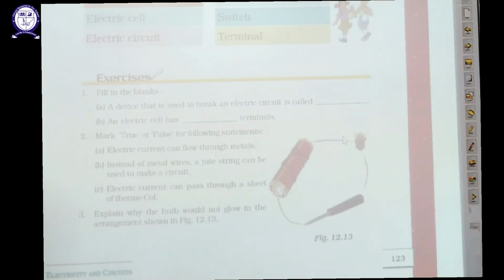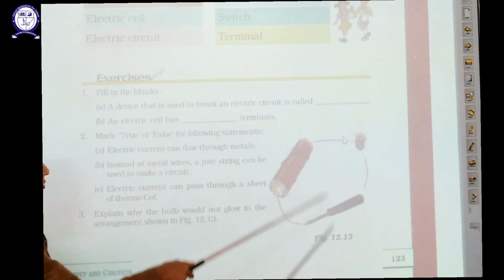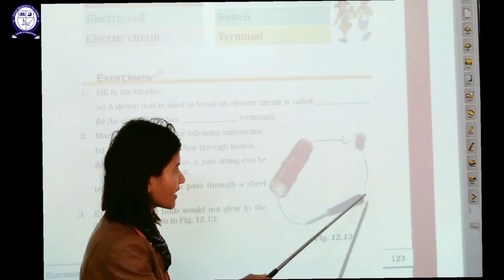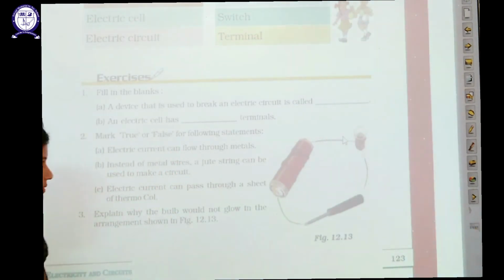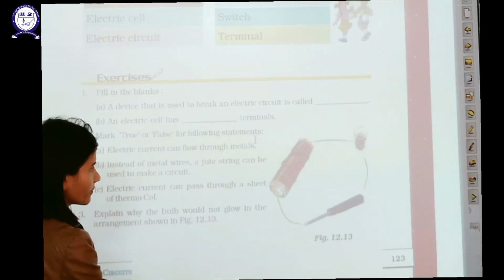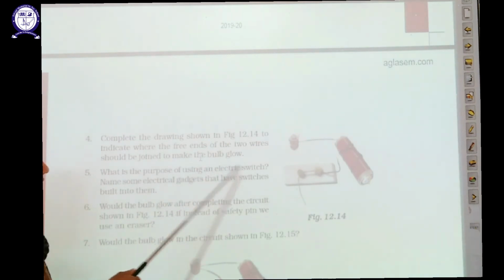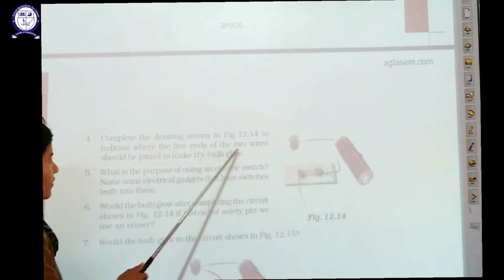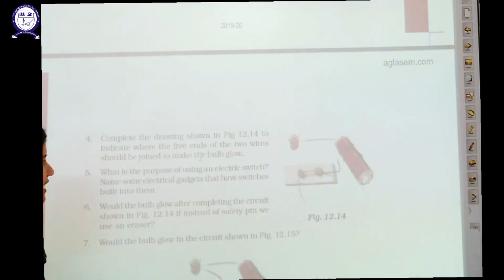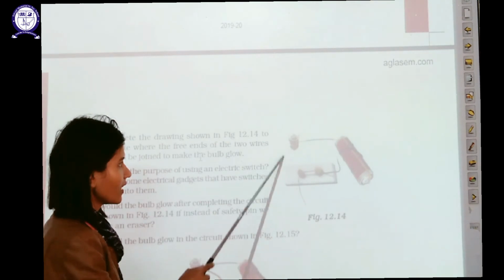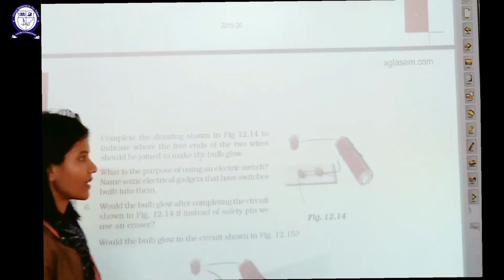No, because sheet of thermocol is insulator. Explain why bulb will not glow in the arrangement in 12.3. Because as you can see that the circuit is incomplete in this case. Okay, wiring is not proper. That's why. Now complete the drawing shown in 12.14 to indicate where the free end of the two wires should be joined to make the circuit complete. You know that we have to join this wire to the bulb to make the circuit complete.